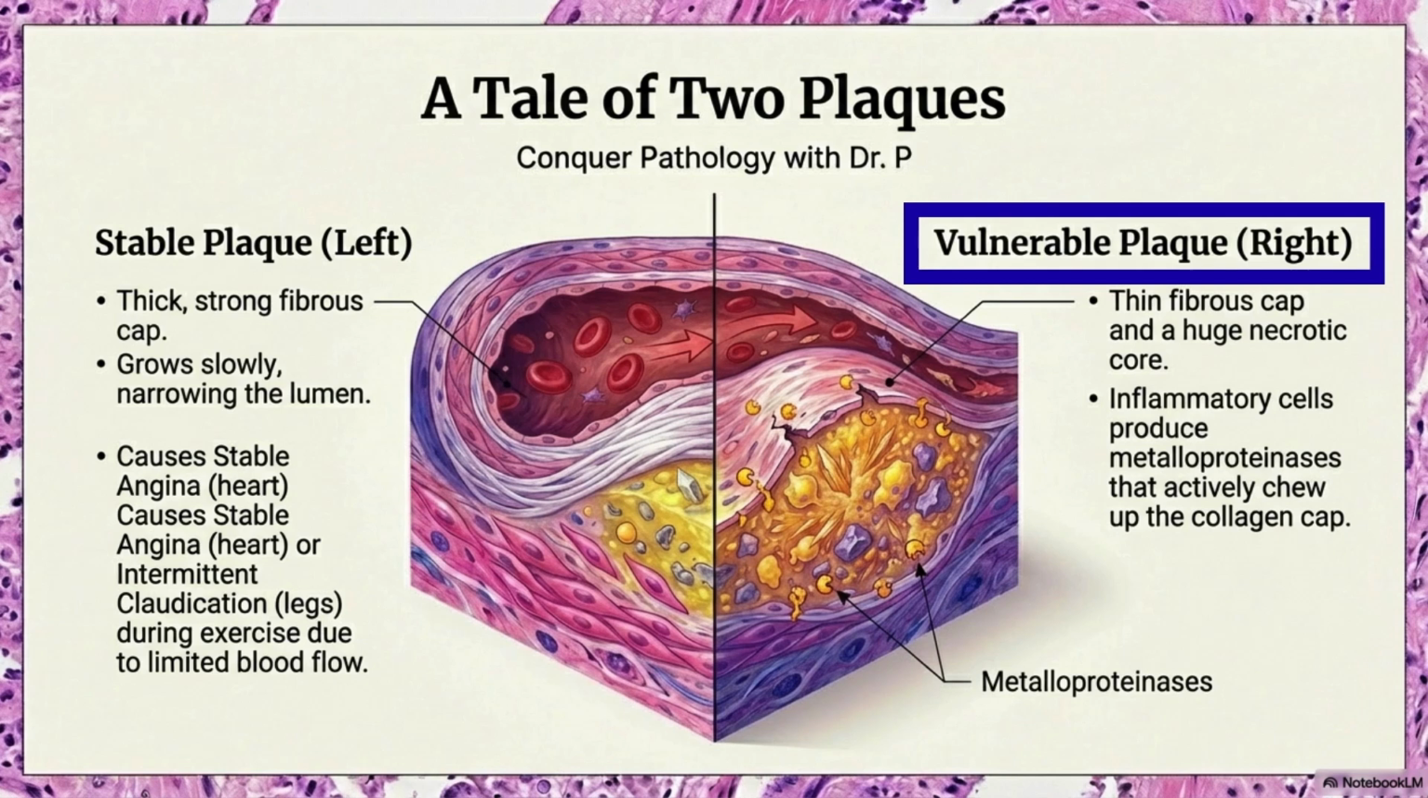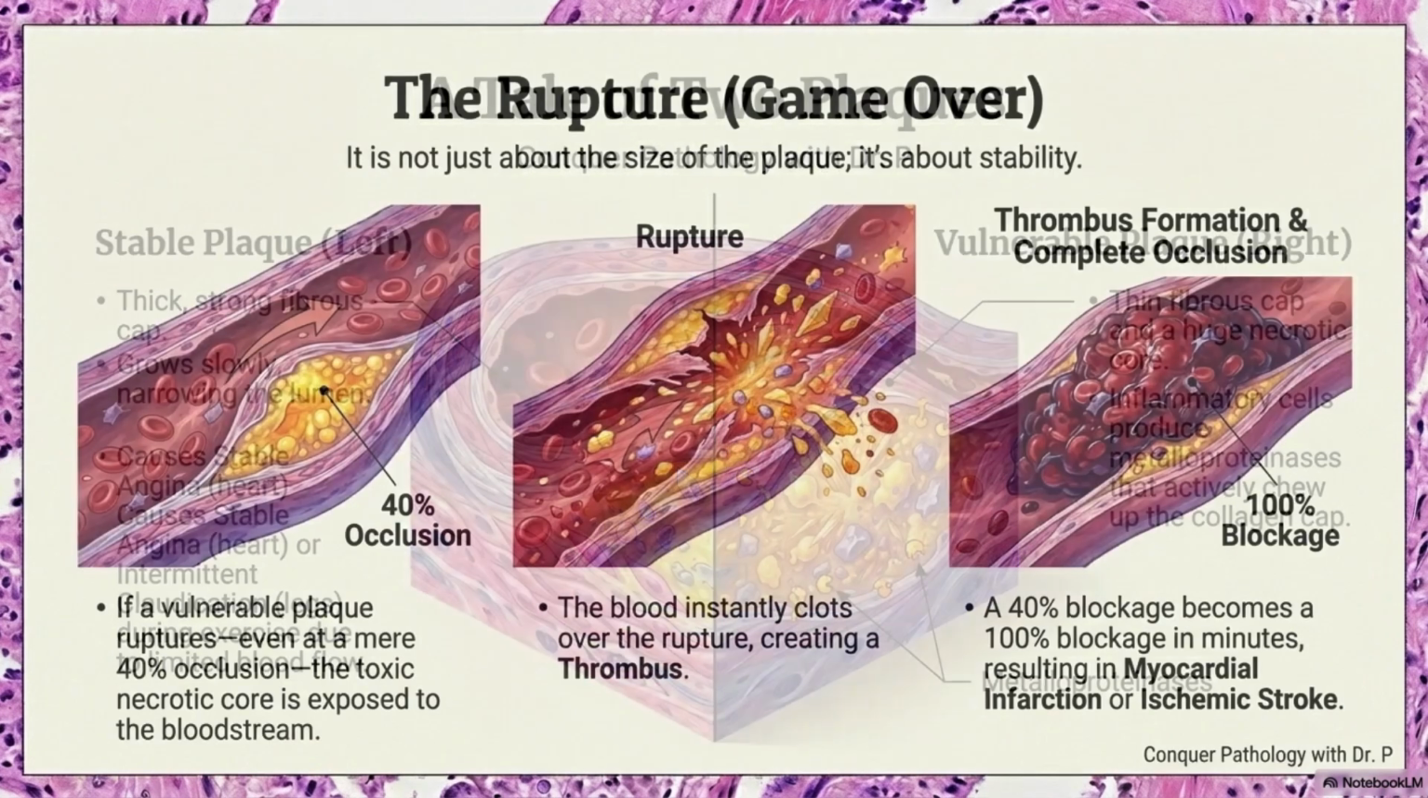Conversely, a vulnerable plaque has a thin fibrous cap and a huge necrotic core. Why is it thin? Because inflammatory cells produce metalloproteinases that actively chew up the collagen cap. And when that thin cap fails, we reach the rupture.